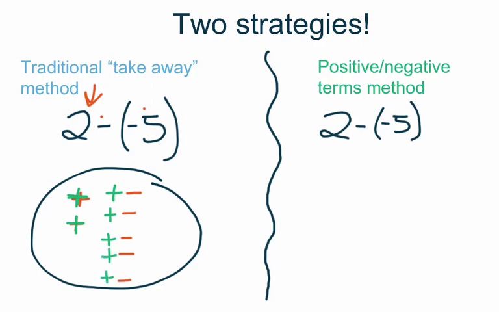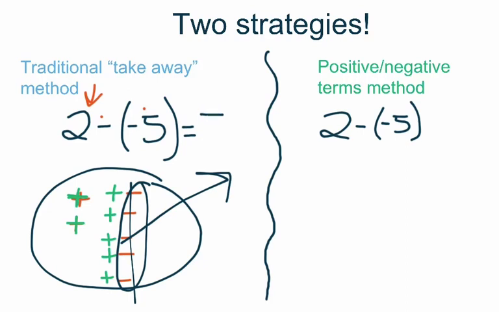All right, so now I have 5 neutral pairs, which now gave me 5 negatives. I'm going to take those negatives away, take them off of the plate. What am I left with? Oh, I'm left with 7 positives. So 2 minus negative 5 equals 7.